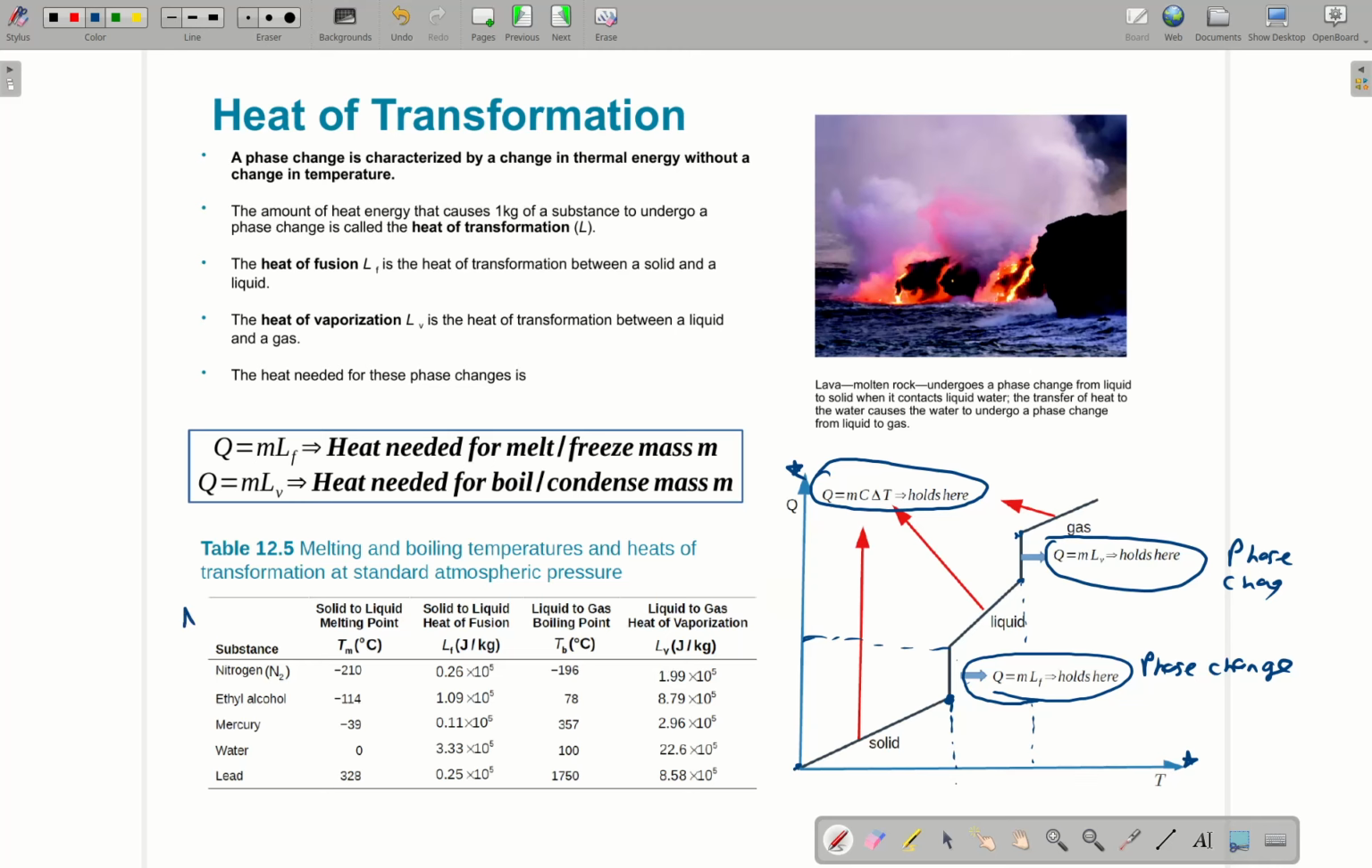Here are some values for melting point, solid to liquid temperatures, solid to liquid heat of fusion. Heat of fusion, or latent heat of fusion, is constant, and it's for either solid to liquid melting or liquid to solid condensing into a solid again. We'll have this constant here, LF. If there is evaporation or gas condensing into liquid, we will use this.